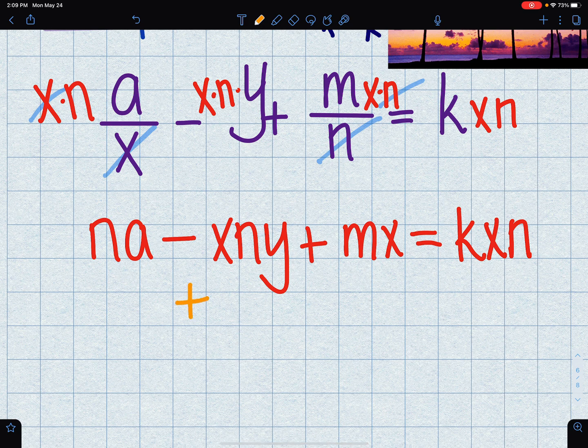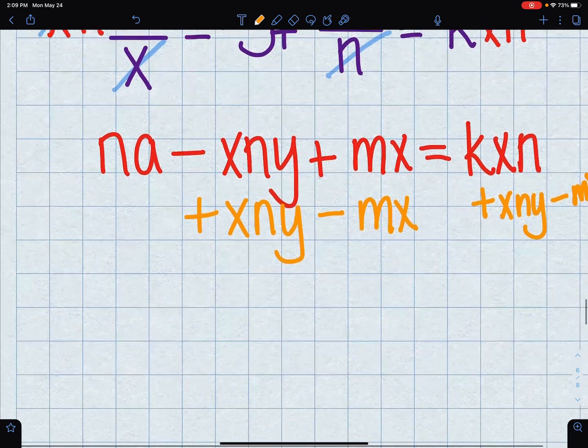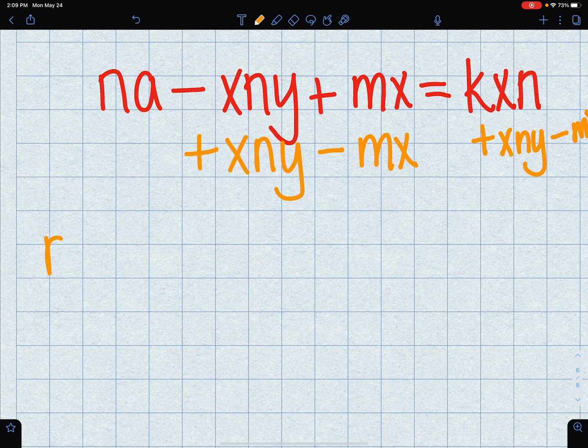So we're going to add x and y here. We're going to subtract mx here. And we have to do the same thing to both sides. So we're going to add x and y, and we're going to subtract mx. I'm running out of room. That's all right. Okay, let's write it again. So we have NA left on this side of the equation, and then we have equals x.